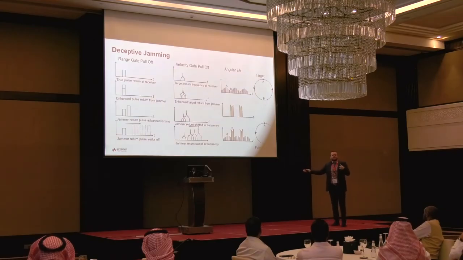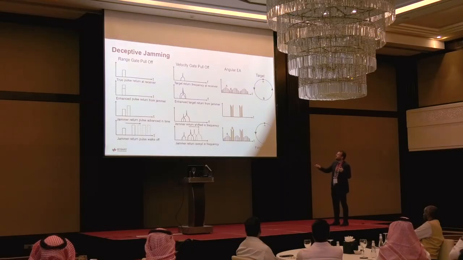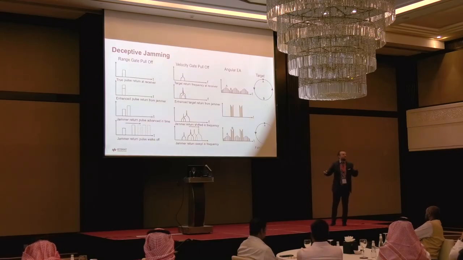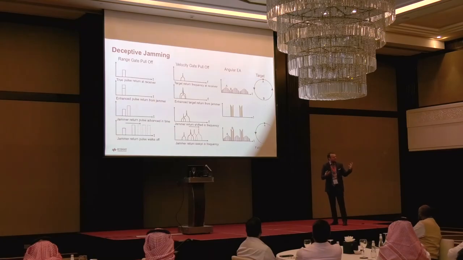Okay. Now, velocity gate pull-off is very similar, but it's looking at the Doppler. Whereas with the range gate pull-off we're looking at time, we're providing another pulse that's higher power, and we're going to walk that off in frequency, either going to a lower frequency or higher frequency. We can give the impression that their target is slowing down or speeding up or moving away, and that information is false information that's going to get back to the radar system, and it's going to confuse it. It's going to have a hard time working out what to actually do with this information.